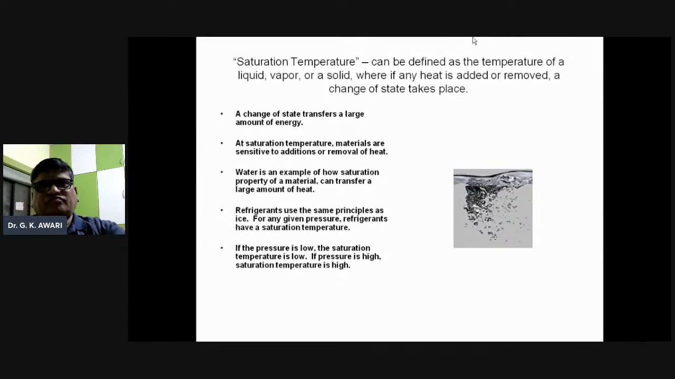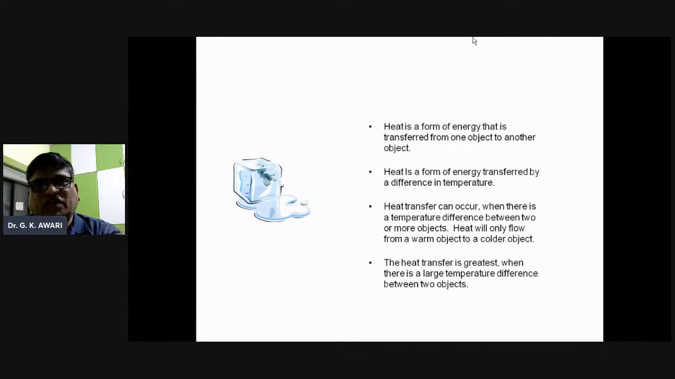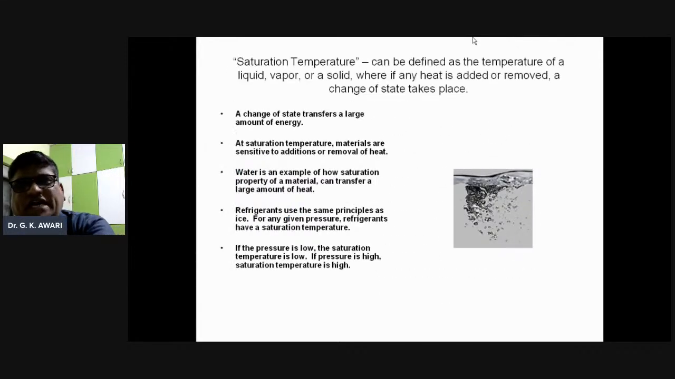So the saturation temperature can be defined as the temperature of a liquid, vapor or solid where, if any heat is added or removed, a change of state takes place. A change of state transfers a large amount of energy, and at saturation temperature, materials are sensitive to the addition or removal of heat.